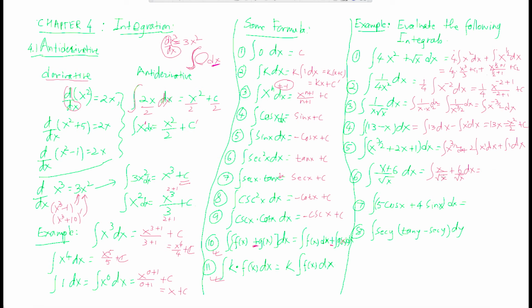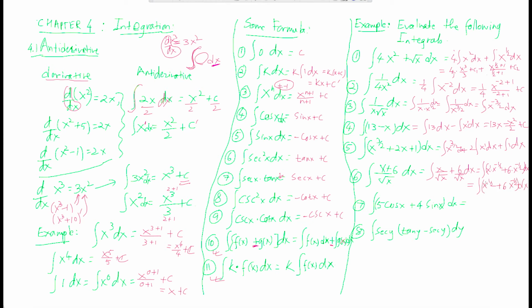You can just distribute the integral, or you can distribute later, but let's simplify first. How much is this? This is x to the 1/2, right? You move this to the top, you will get x times x to the negative 1/2, and then plus 6 times x to the negative 1/2, and then there is dx. See that? If you simplify, you will get x to the 1 minus 1/2, which is x to the 1/2, plus 6x to the negative 1/2 dx.